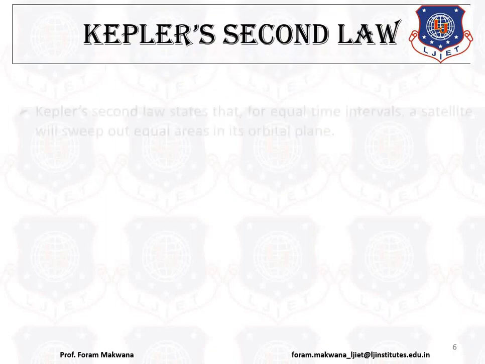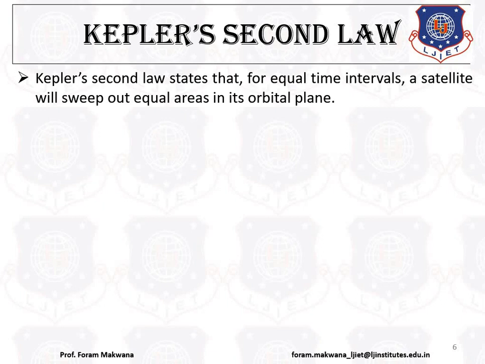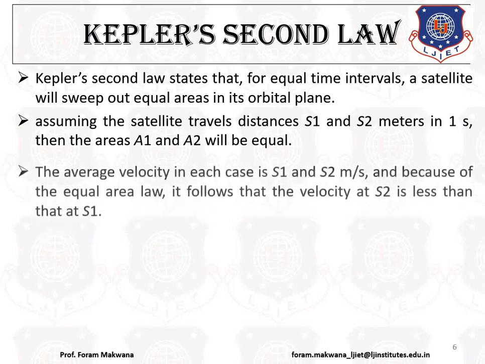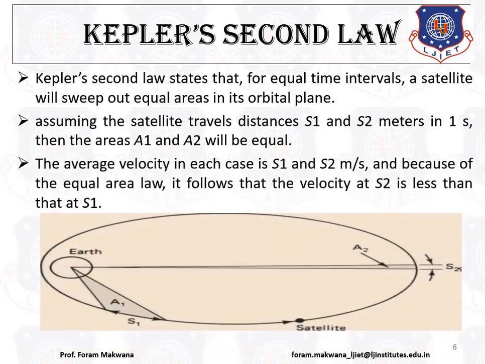Now, Kepler's second law. It states that for equal time interval, a satellite will sweep out equal area in its orbital plane. How? I will explain you with the help of one diagram. Over here, this is our Earth, and this is the orbit on which a satellite is rotating around the Earth.